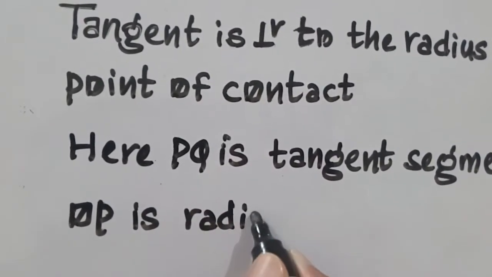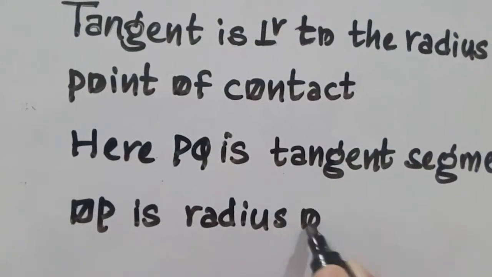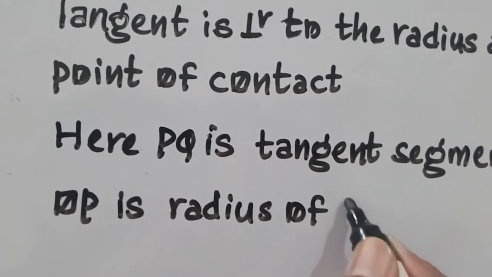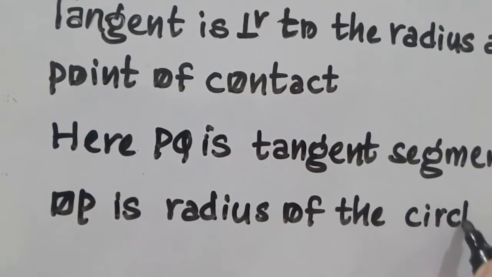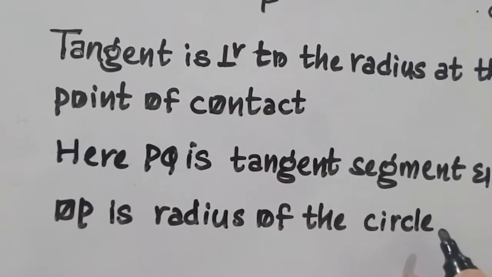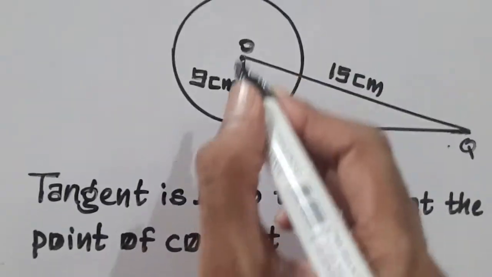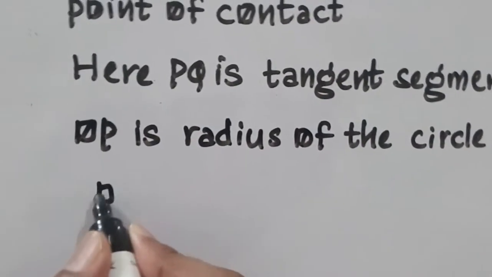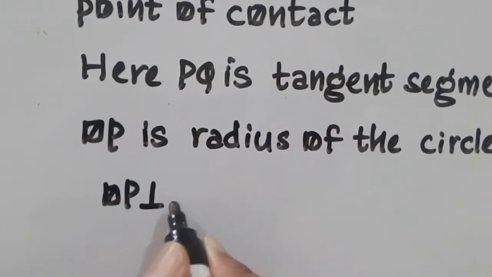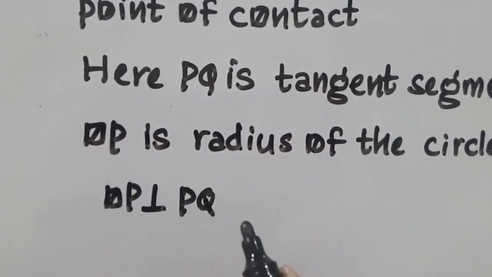OP is the radius of the circle. Next, OP is perpendicular to PQ.